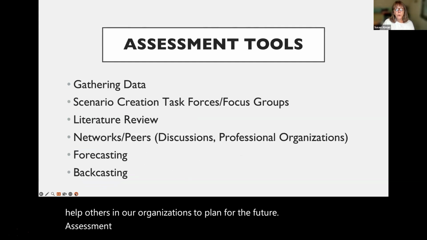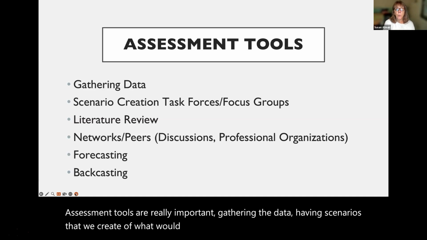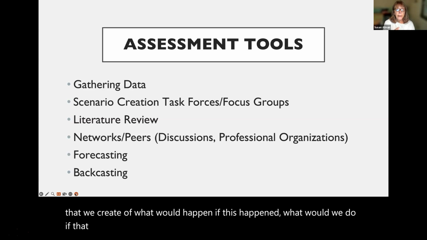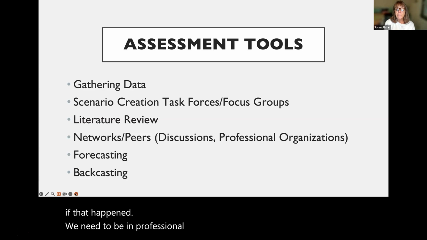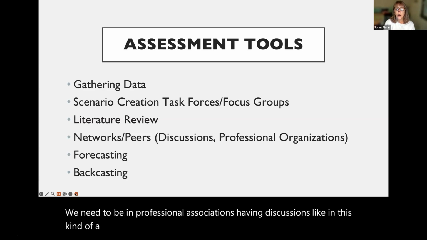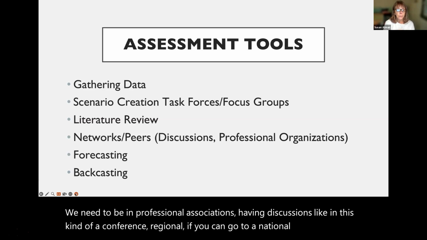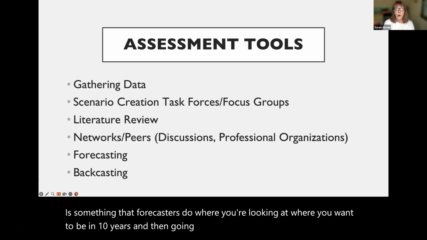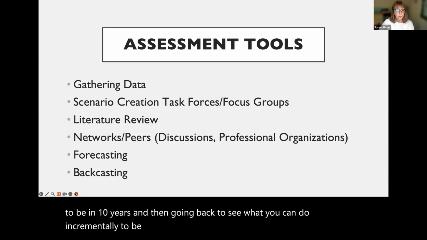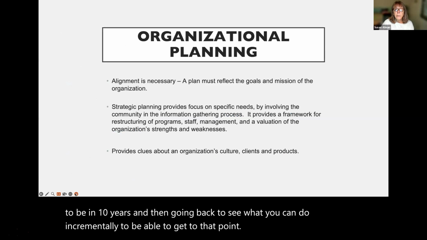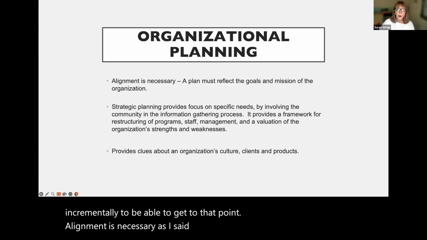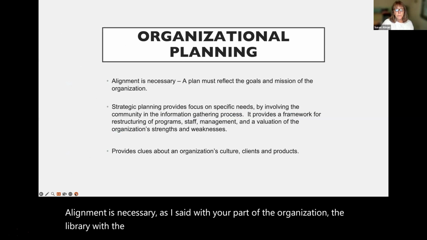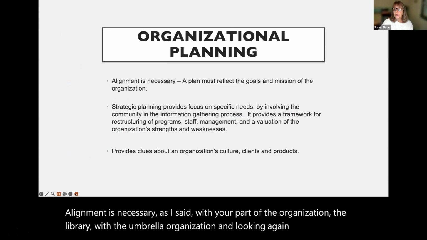Assessment tools are really important, gathering the data, and having scenarios that we create of what would happen if this happened, what would we do if that happened. We need to be in professional associations, having discussions like in this kind of a conference, regional, and if you can, go to a national or international conference. Backcasting is something that forecasters do, where you look at where you want to be in 10 years and then go back to see what you can do incrementally to get to that point. Alignment is necessary, as I said, with your part of the organization, the library, with the umbrella organization, and looking again at the culture, the clients, the products.